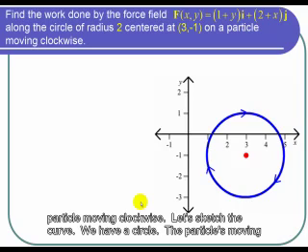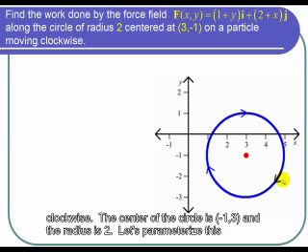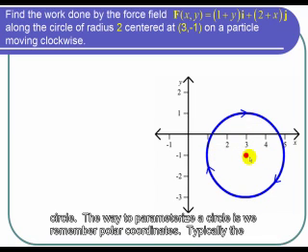So let's sketch the curve. We have a circle. The particle is moving clockwise. The center of the circle is (3, -1), and the radius is 2. So let's parameterize this circle.